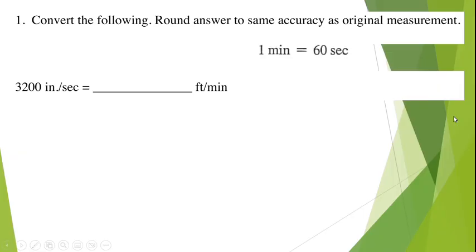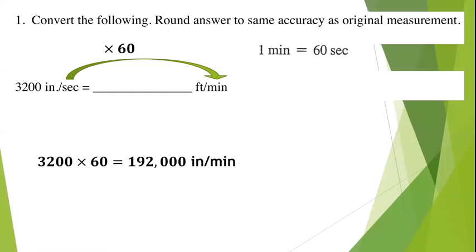The first thing is converting our unit of time. So 1 minute is equivalent to 60 seconds. Because our current rate is in inches per second, we want to convert it into per minute first. Because there are 60 seconds in a minute, we're going to start by multiplying by 60. So 3,200 times 60 is going to give us 192,000 inches per minute. I'm not done yet because we want feet per minute, not inches per minute.